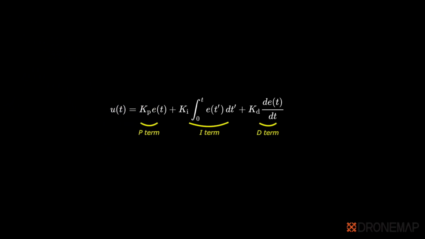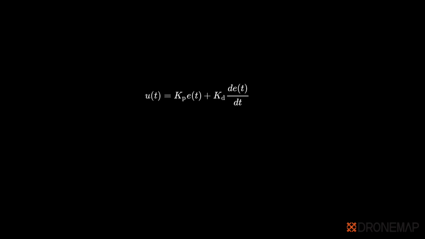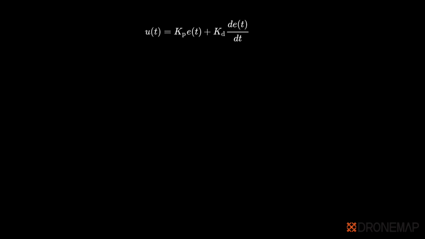Let's dive into PID. In a PID controller, the output is controlled by P, I, and D terms. Mathematically, the P term is proportional to the error. The I term is the integral of the past error. The D term is the derivative of the error. The P term and D term have close relations with the drone hovering, so let's focus on the P and D terms.